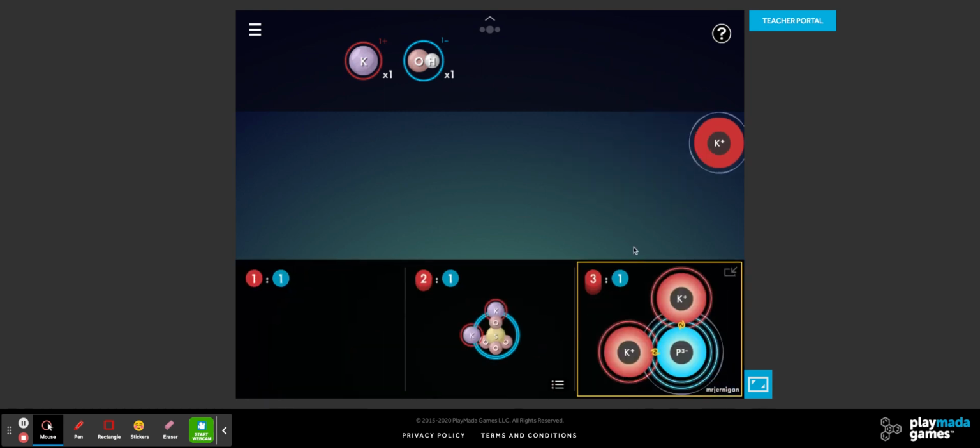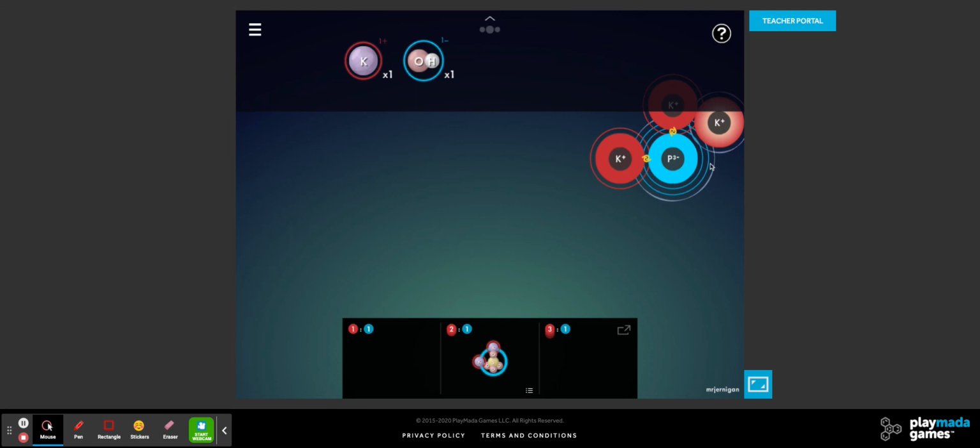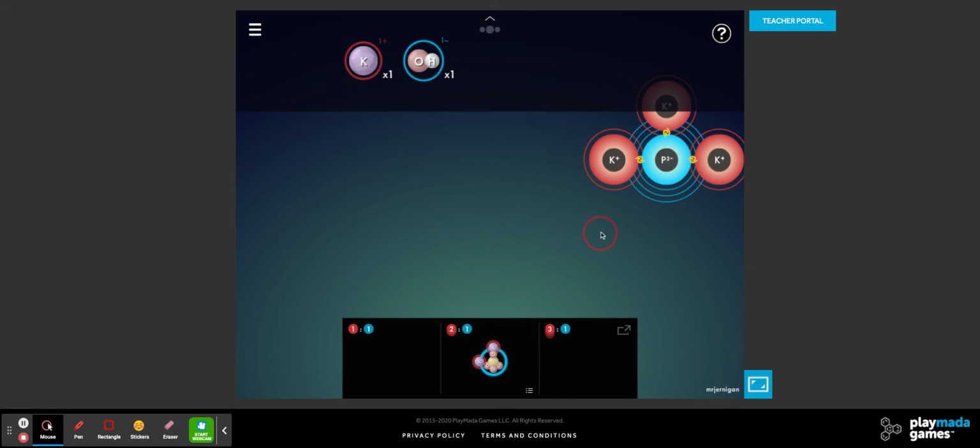My mouse is not working again. There we go. So now they're going to be attracted to each other. I'm going to end up with K3P.